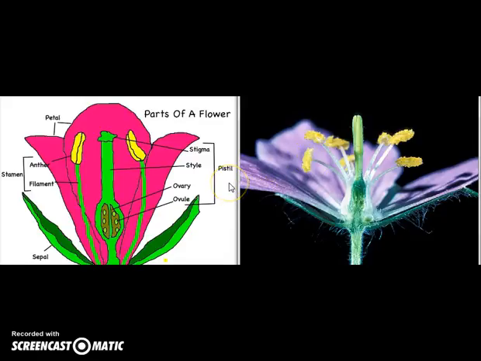Moving to the female parts of the flower, we see we have the stigma right up here at the top, the style, and the ovary with the ovules, or the seeds. Here's our ovary. Not sure I'm actually seeing any seeds in there, but that's where they would be if we had any. All right, there you have it.